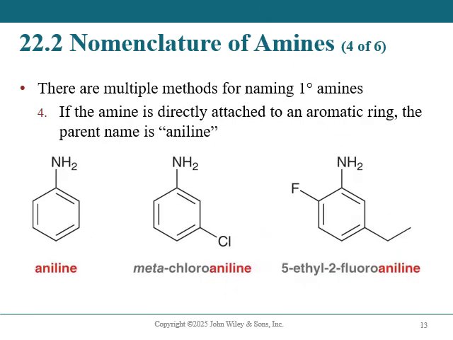If there's a case where we have an amine directly attached to an aromatic ring, then we're going to use the parent name aniline. So for example here, you can see the aniline group, and we have a chlorine in the 1,3 or the meta position, so this will be meta-chloroaniline. And here, same situation, two substituents, 5-ethyl-2-fluoroaniline.